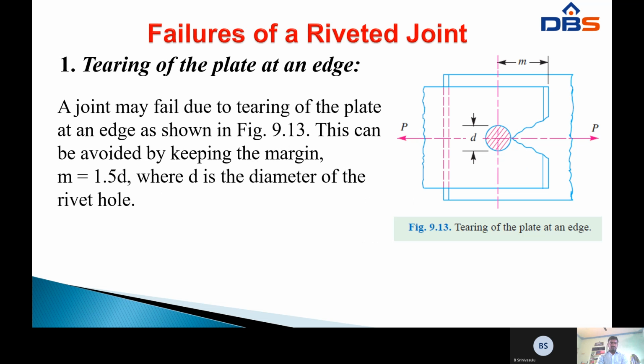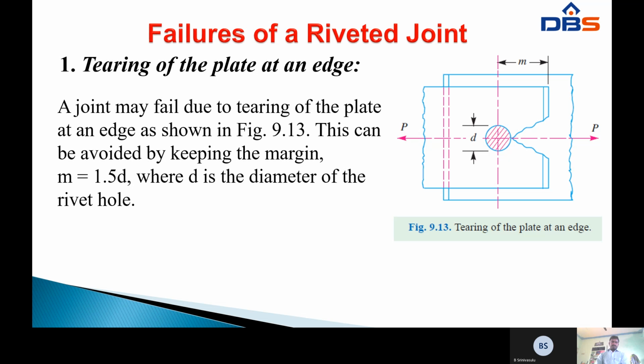Next, failures of a riveted joint. There are different types of failures in riveted joints. The first one is tearing of the plate at an edge. A joint may fail due to tearing of the plate at an edge, as shown in the figure. This is the tearing of the plate.